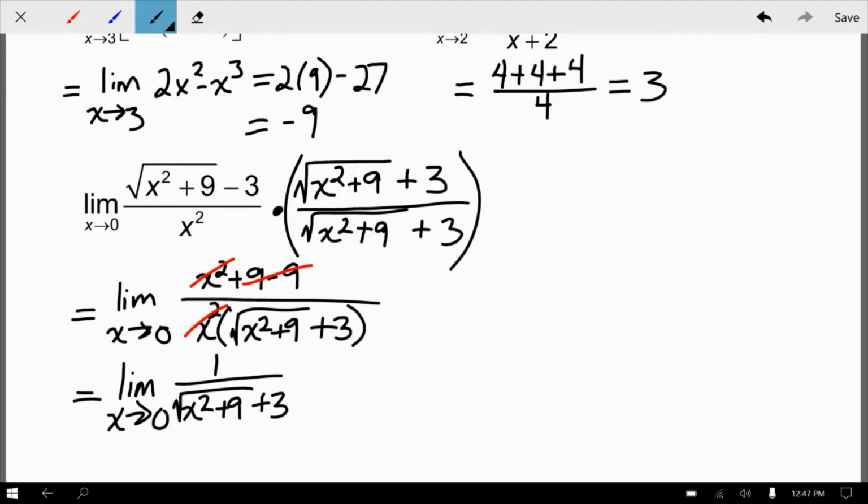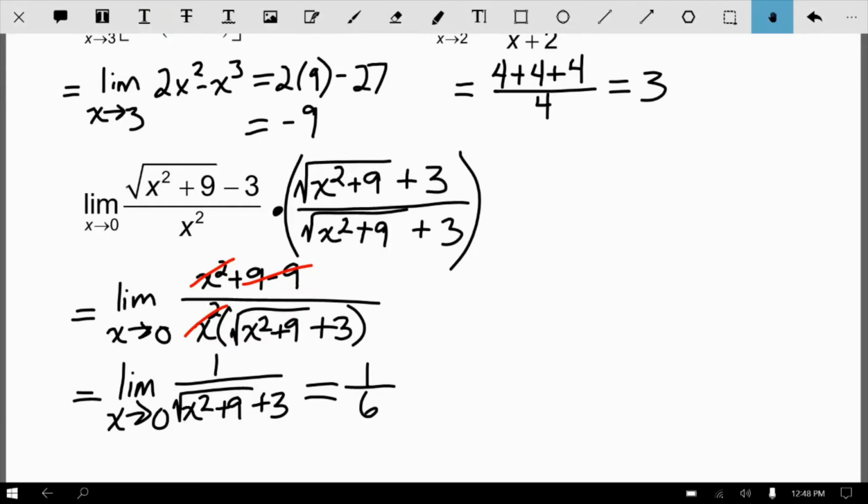So you may remember this from pre-cal when you would remove the discontinuity from your function so that you could figure out where the hole in the graph was. That's essentially what we've just done. And now when I solve this out and I plug 0 in, I'm going to end up with 1 over the square root of 9 plus 3, or 1 over 6.